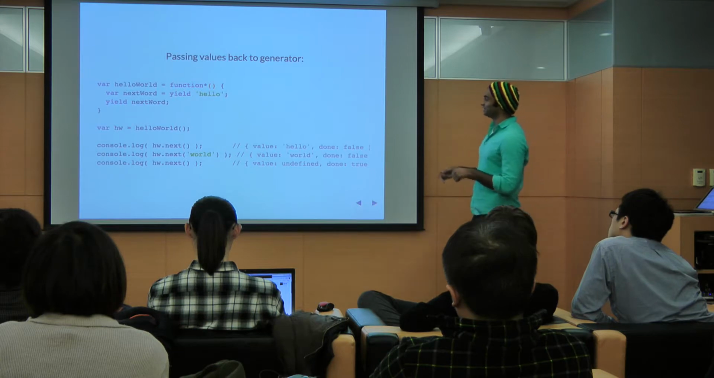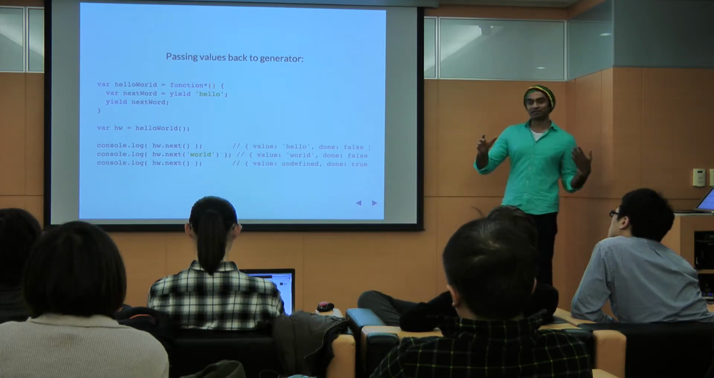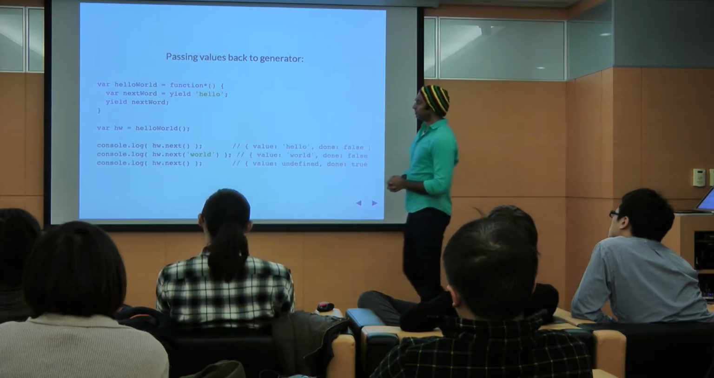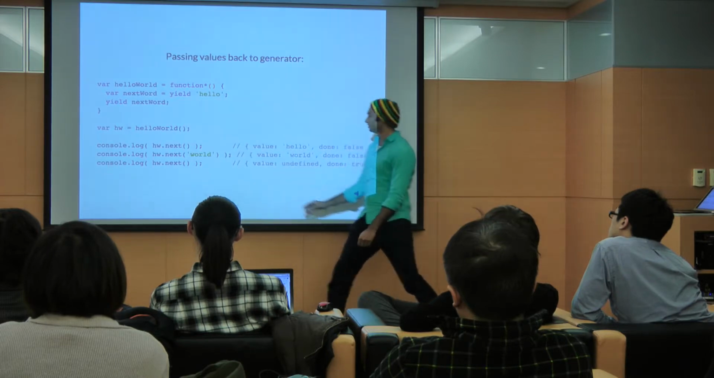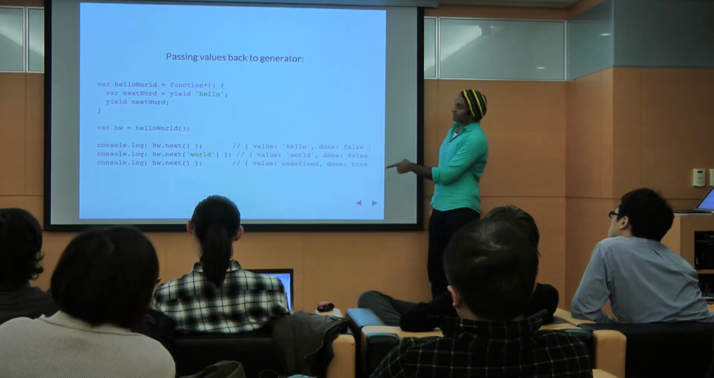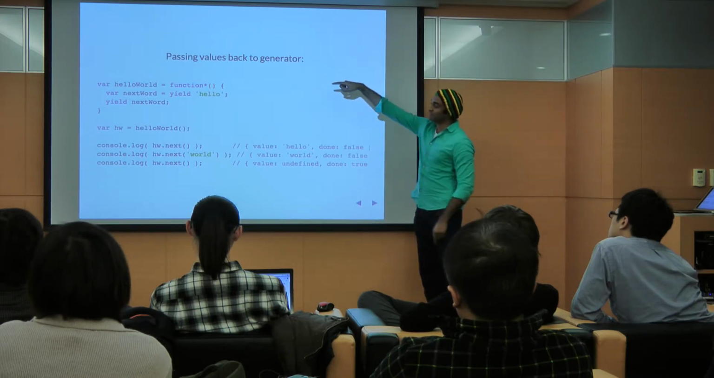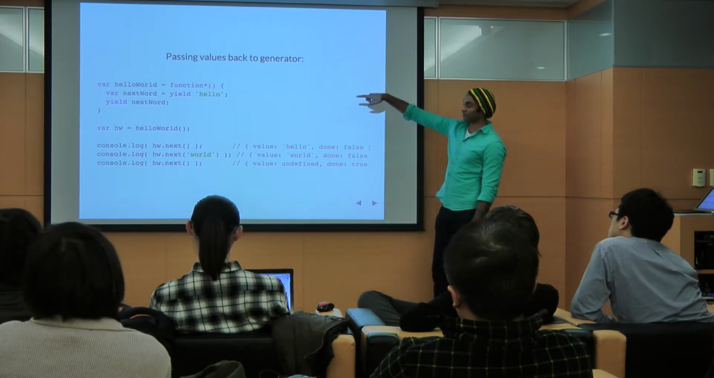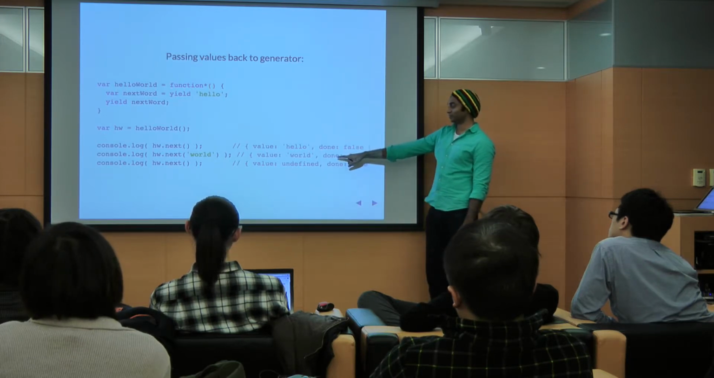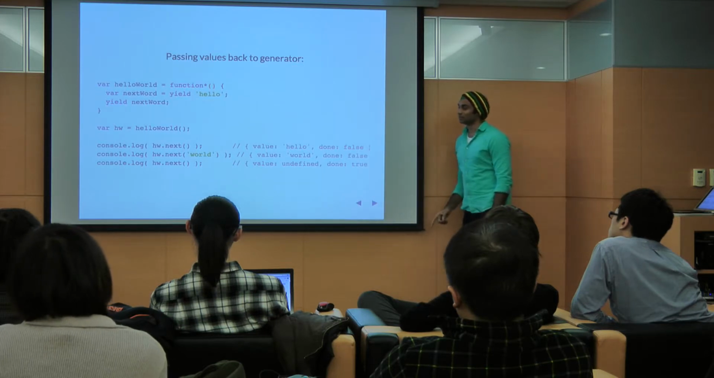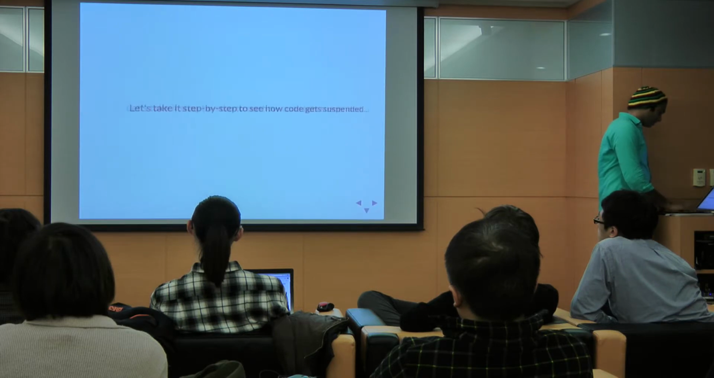Okay, a bit more complicated, right? We have the generator, and now we're going to pass values back into the generator. I call the generator function, I call next, and it gets me hello. In the next call, I pass in world, and that gets stored in the next word variable. Then I yield that word back to get world over here. It's a bit complicated, so I'm going to go through it step by step so you can see how it works.